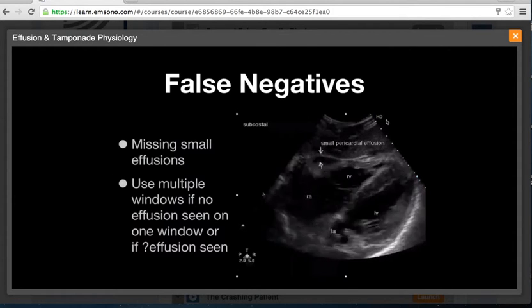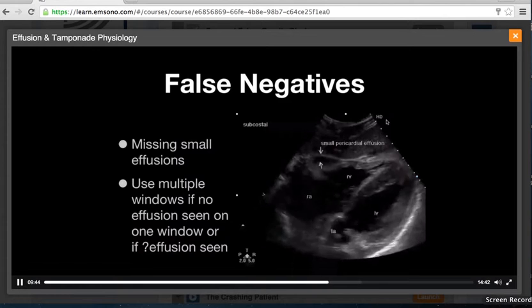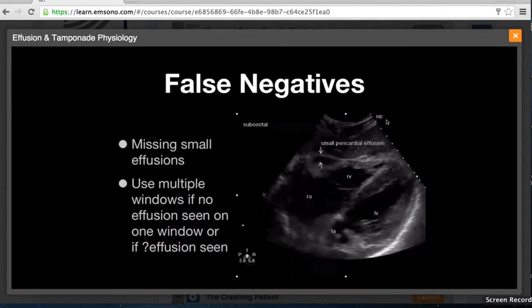What's a false negative? Well, basically missing a small pericardial effusion. If you've got a small effusion, you may need multiple windows in order to really rule out the presence of fluid or not. Here was a patient that had a very small pericardial effusion. You didn't see anything along the left side, and you really only saw this just right along the right heart border here. Now, in a medical patient, this would not be large enough to cause tamponade physiology, but this would be something you would not want to miss in a trauma patient.